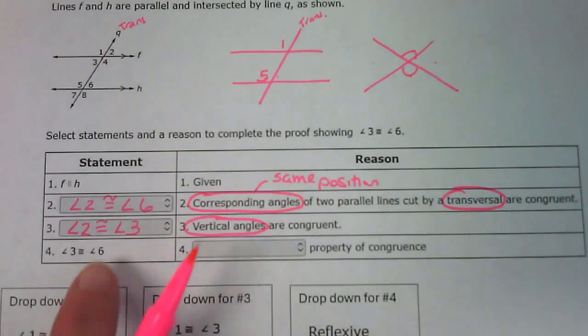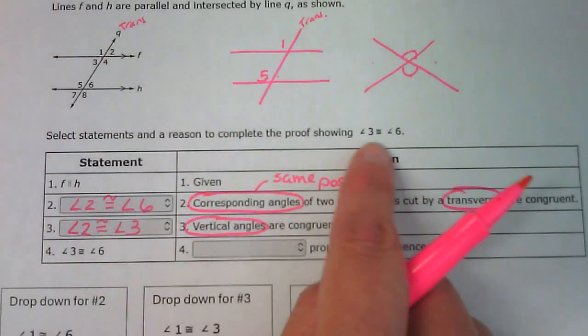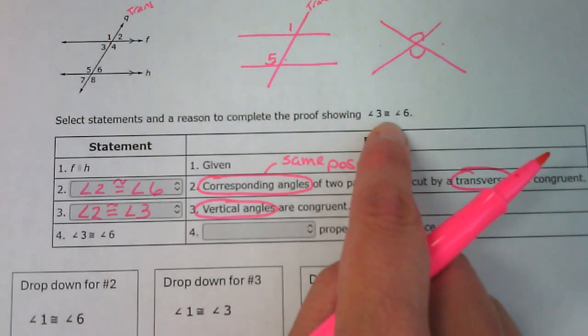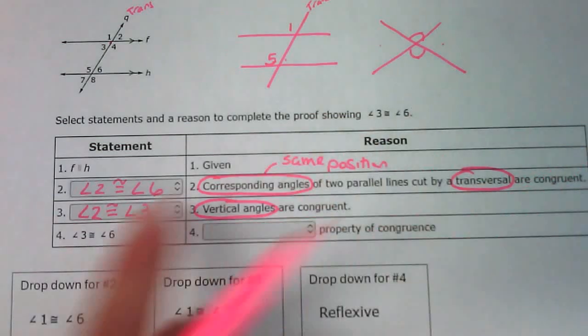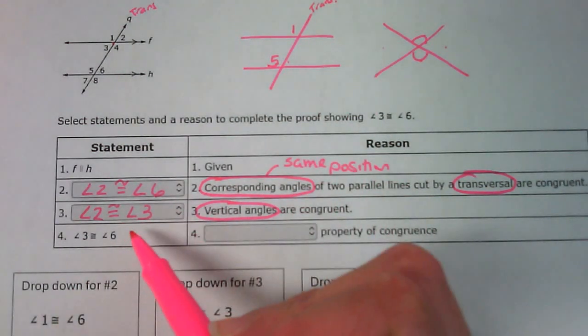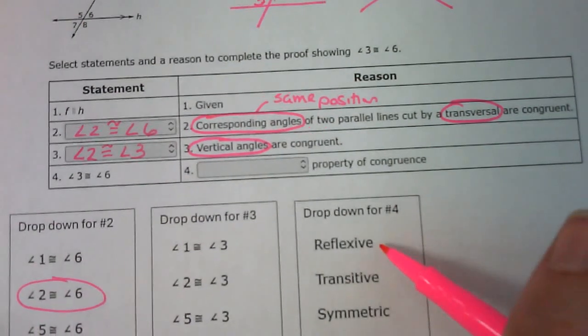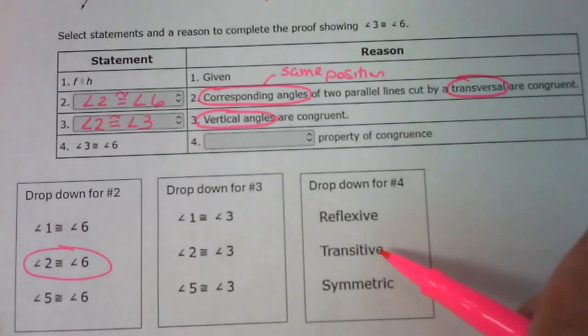Number 4 says angle 3 and angle 6 are congruent to each other. So angle 3 and angle 6 is what we were trying to prove. This is our last step here. We need to say why now. Our reasons need to be based on what we've put in our statements. So if we look at our list here, we have reflexive, transitive, and symmetric.